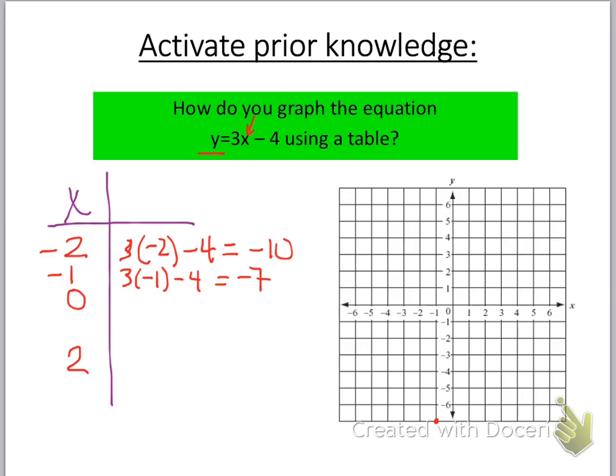Alright. Then if we substitute in 0, 3 times 0 minus 4 is negative 4. 0, negative 4. Then I'm going to choose 1 again. 3 times 1 is 3, minus 4 is negative 1. 1, negative 1. And then 2 times 3 is 6, minus 4 is 2. So 2, 2. So I've put some points on my coordinate plane. Last step is to connect them with a straight line, as I know that this is a linear equation. Quick review there for you.